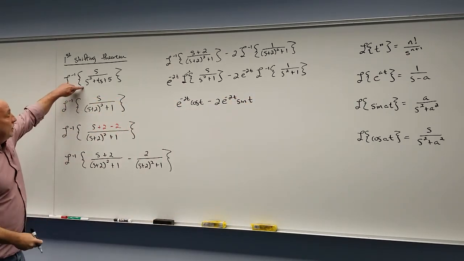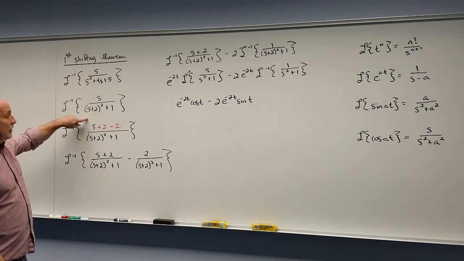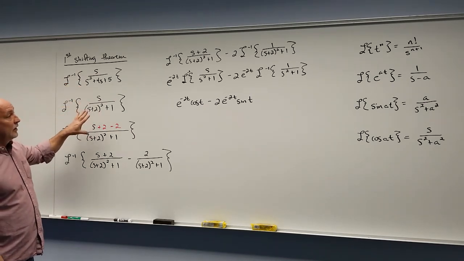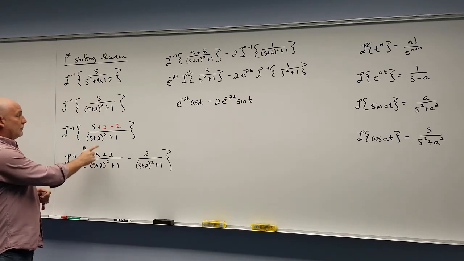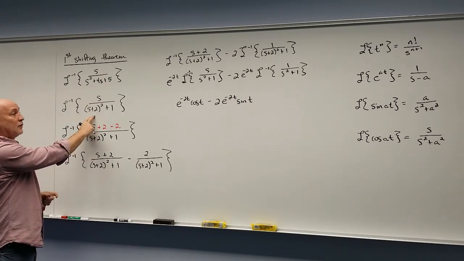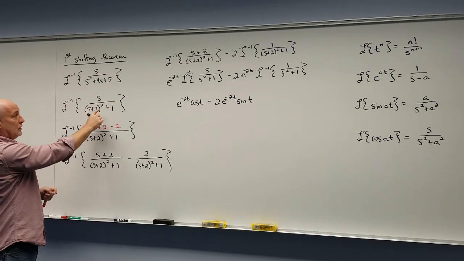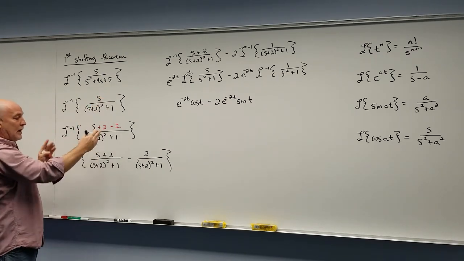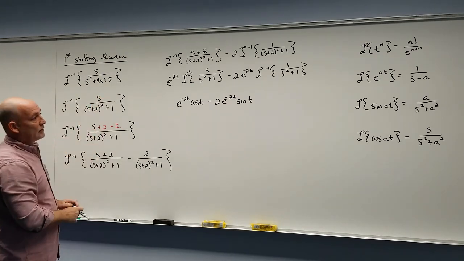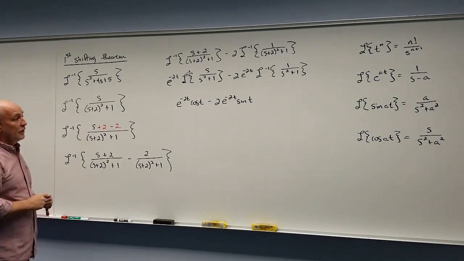So if the denominator does not factor, completing the square to get it into a form is very, very helpful. That generally means you're going to use your first shifting theorem, because now you're going to have this shift. If you don't already have that same shift, add and subtract what you need and break the pieces apart. So first shifting theorem, very, very helpful theorem.